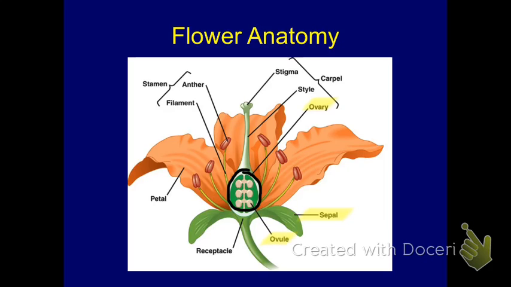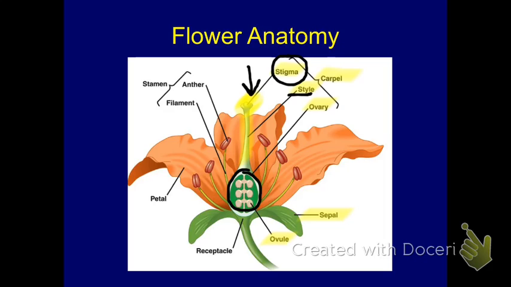A flower has both boy parts and girl parts. The ovary is part of the girl parts, and then we have the style and the stigma at the top. The style and the stigma, all these together, are the carpel. The way to remember stigma: it's sticky, and it's sticky to help the pollen grains stick to it. The style is like a stalk that leads from the stigma to the ovary.